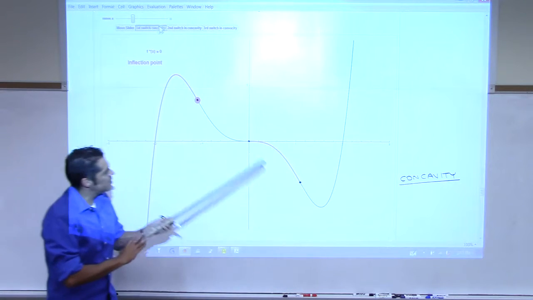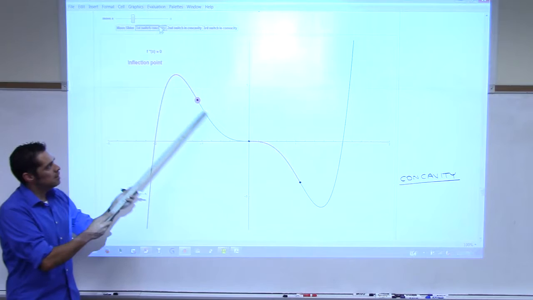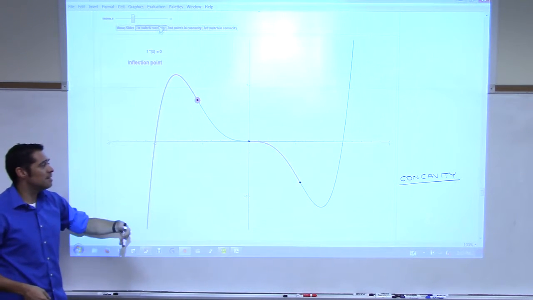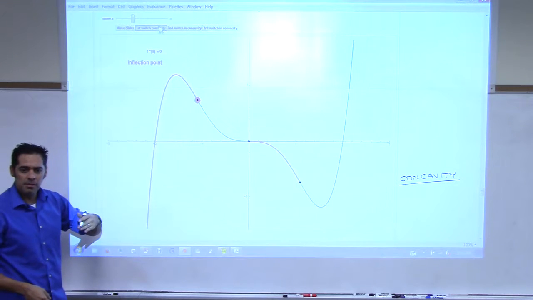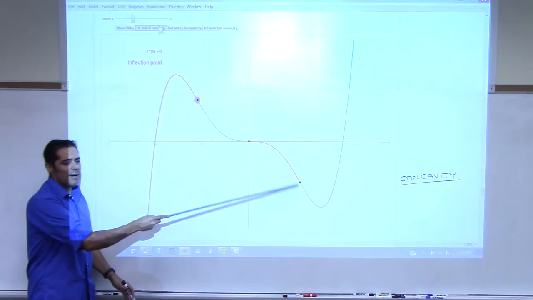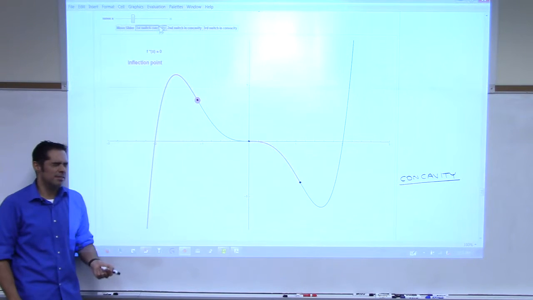These points are where the second derivative is what? Changing from negative to positive. If you change from negative to positive, you have to go through what number? 0. So these points right here are where you're actually changing concavity. That's where your second derivative is 0.